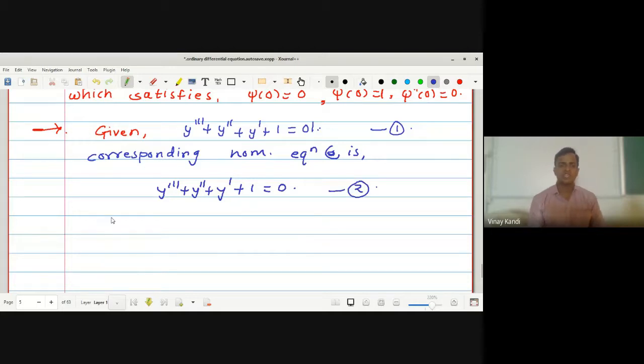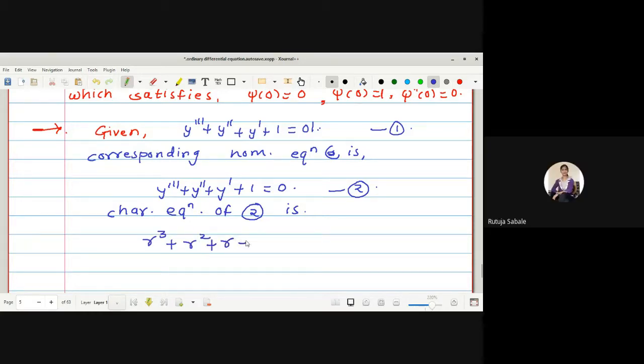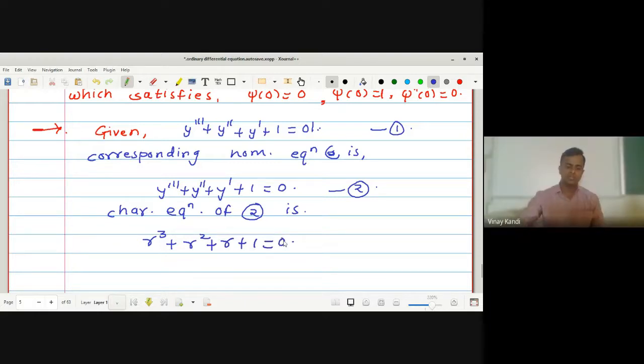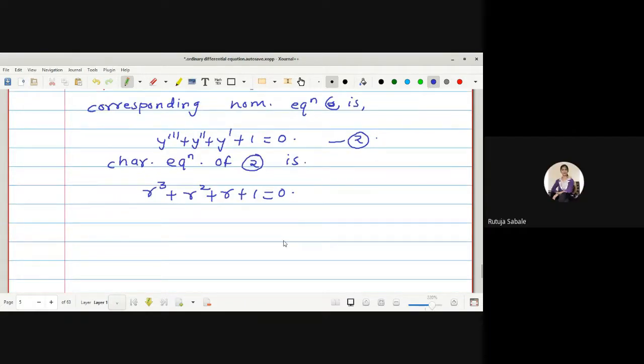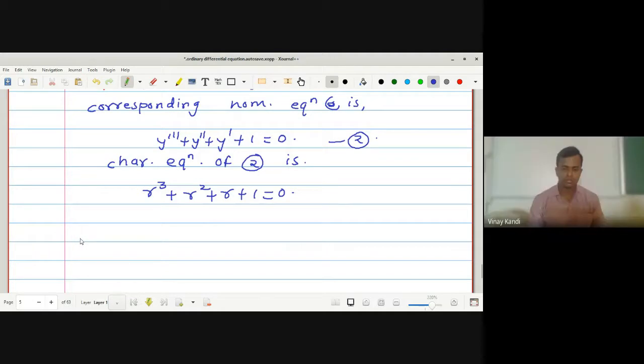What is the characteristic equation? The characteristic equation of 2 is r cube plus r square plus r plus 1 equal to 0. Now tell me the roots. Minus 1 and plus minus i. Very good.